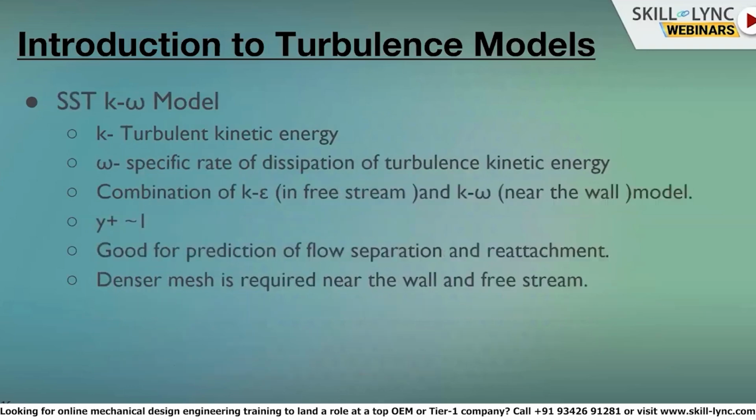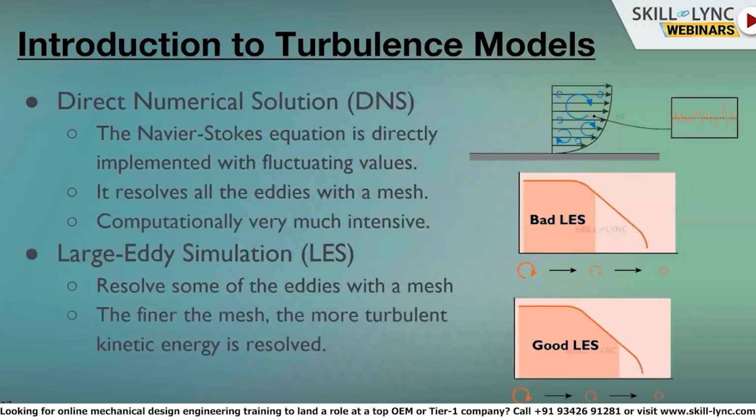So these three are the most commonly used turbulence models. There are some other models also, but I'm just touching upon the most commonly used ones. There are two other approaches of turbulence modeling. Till now what we have seen is the RANS approach, Reynolds averaged Navier-Stokes equation, where we are interested in the average quantity. So we average the Navier-Stokes equation, and using the turbulence model we find the Reynolds stresses.